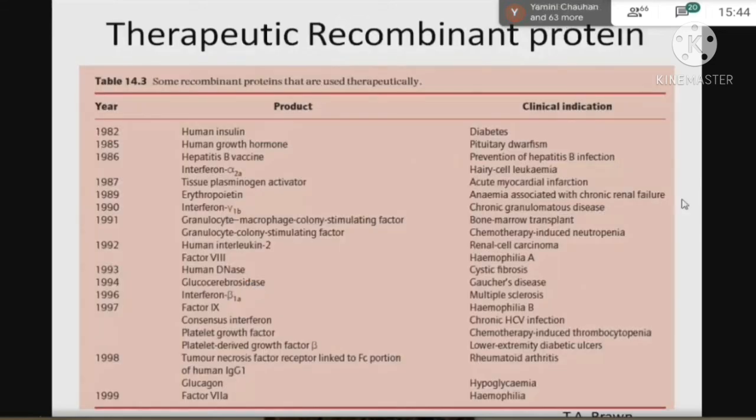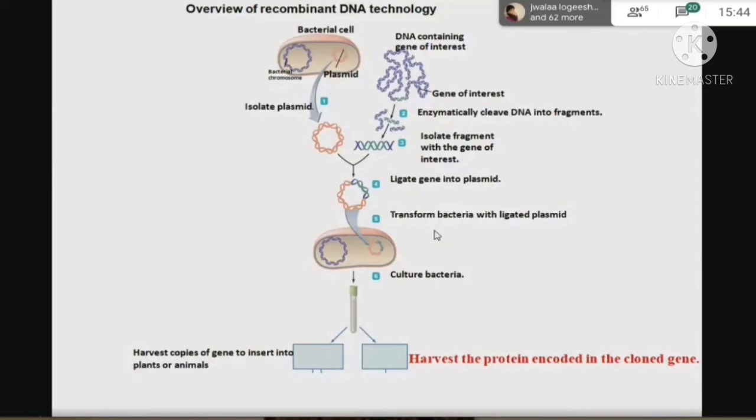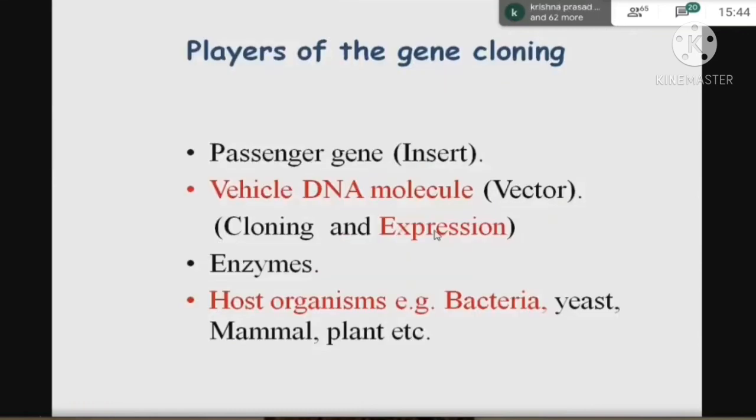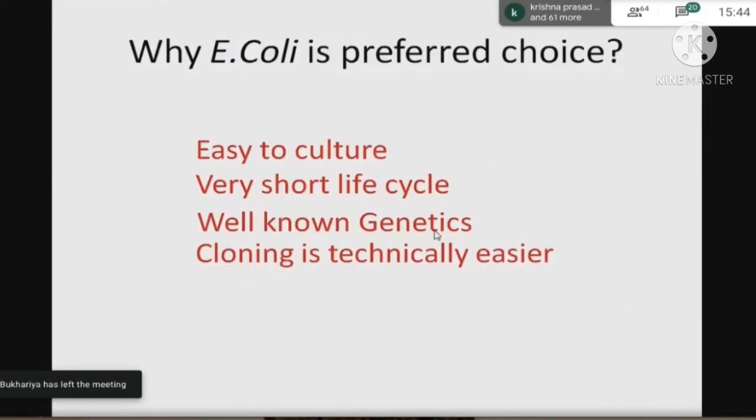You can see this. I have already shown you that there are several recombinant proteins used as therapeutics, used as a drug. All are recombinant proteins. None of these are natural proteins. None of these are isolated from natural sources. I have already discussed this step. This I have already discussed.